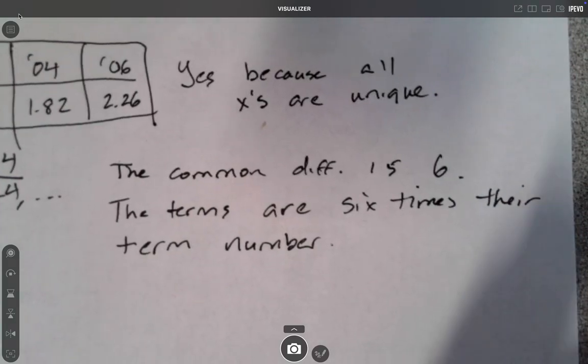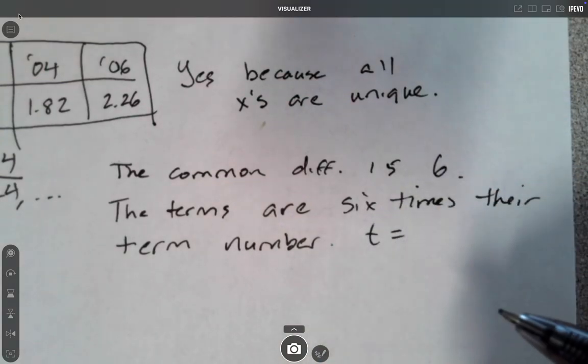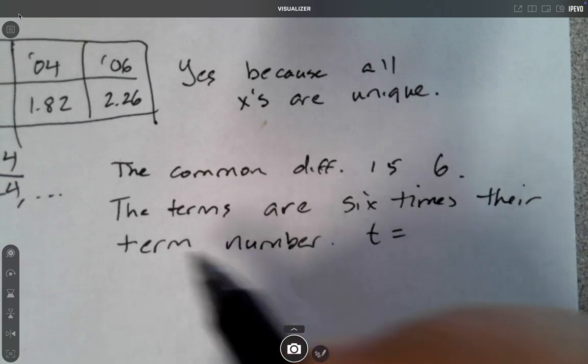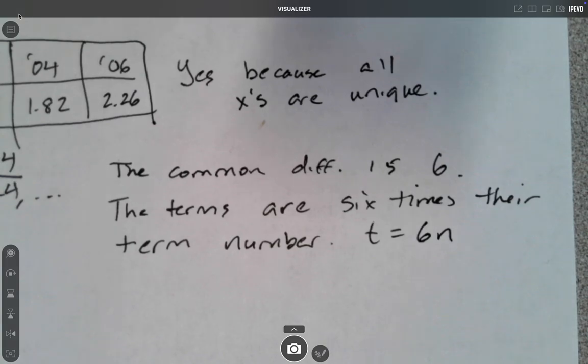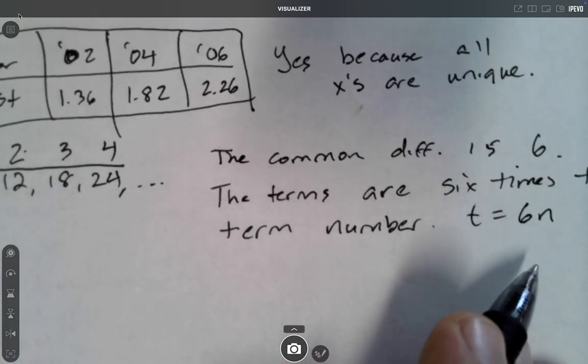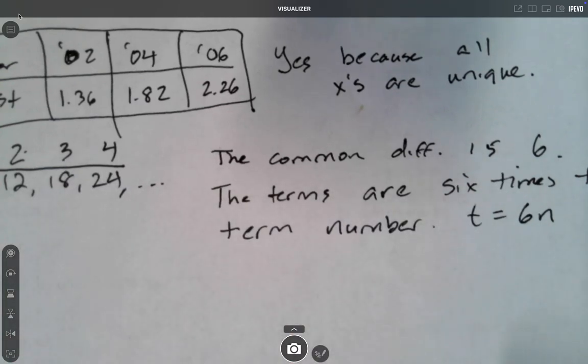But we also need to talk about the equation that it would be. So it's always t equals. And essentially the sentence we just wrote tells us what it should be. We do 6 times the term number, so it's 6 times n. And you can, if you need to, check to see if this works. If you plug in 1, you get 6. Plug in 2, you get 12. Plug in 3, you get 18. So that all works out.